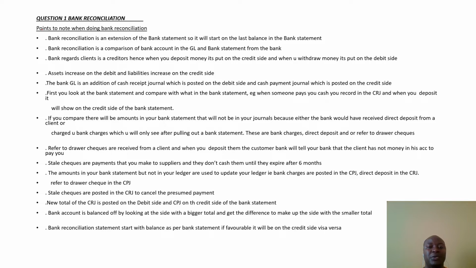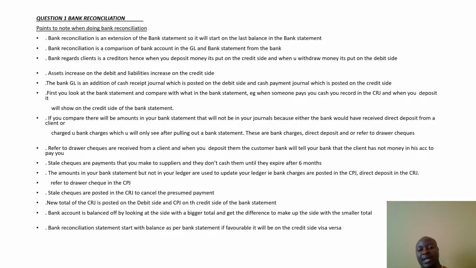And then there are also amounts that are obviously, so the idea of bank reconciliation is everything that is in your bank statement should reflect in your journals. So if there's something that is in your bank statement, it's not reflecting in your journals, like for example, bank charges, direct deposits, you take those amounts and you use them to update your journals. So it would actually mean that your journals were not completely recorded, or the recordings were not complete.